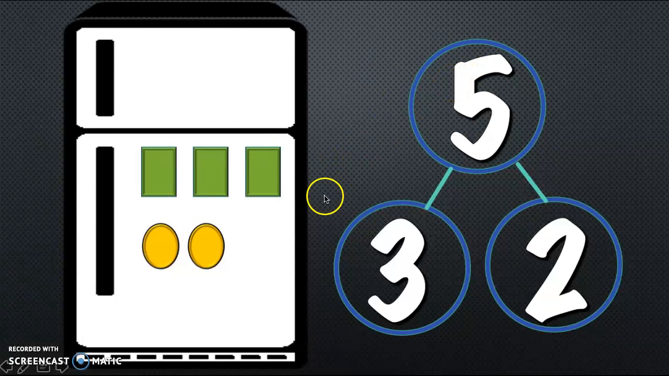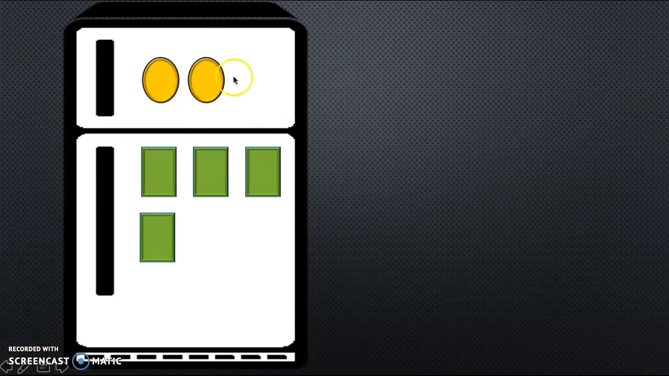Hey, let's try another one. Okay, this time I kept them spread out, but only because I was getting a little crowded down here on my refrigerator. Okay, so I want you to go ahead and press pause and tell me about what you see with the magnets. Press play after you've shared your good thinking. Great, thank you. Yeah, there are 2 circles and 4 rectangle magnets. Perfect. All right, let's go ahead and put that into a number bond.